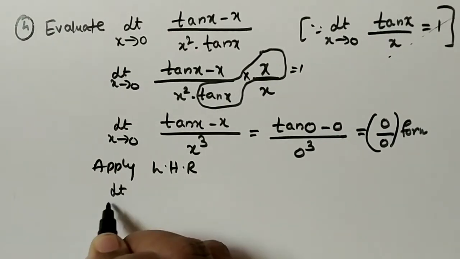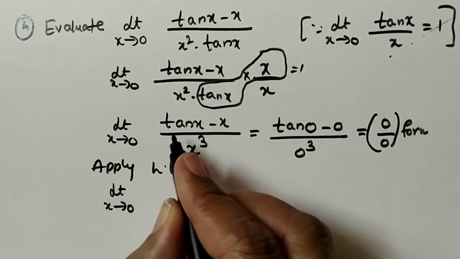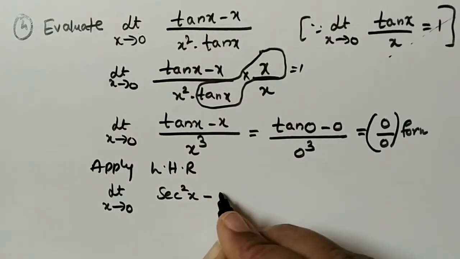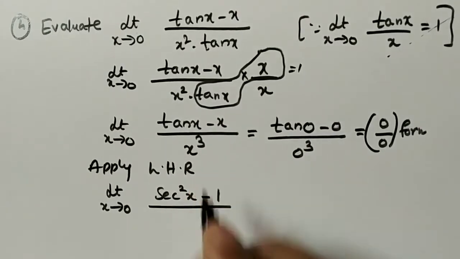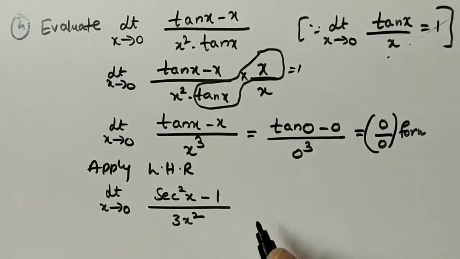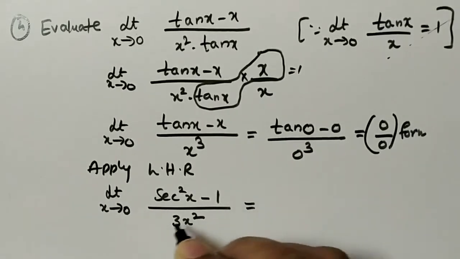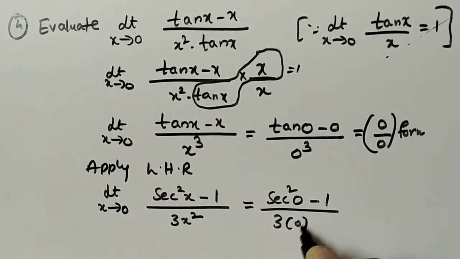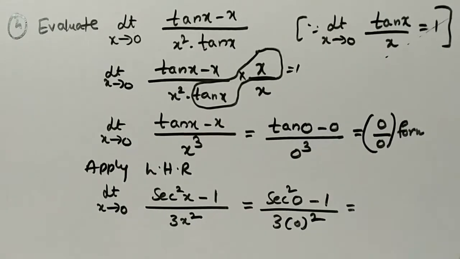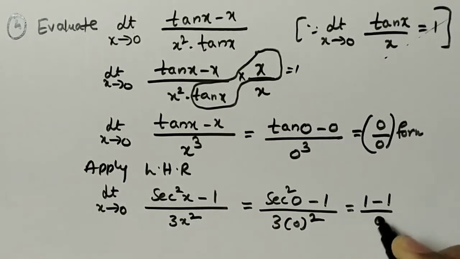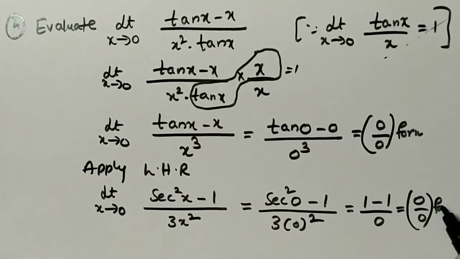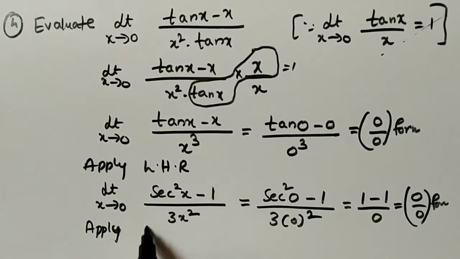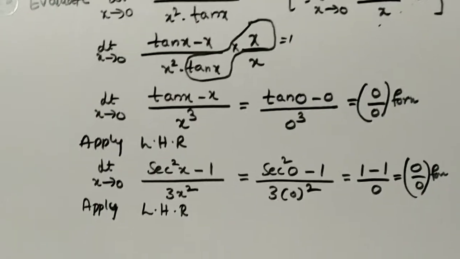So limit x tends to 0, differentiate. What is the tan x differentiation? Secant square x minus 1 (x differentiation is 1), divided by x cube differentiation, which is 3x square. Once differentiation is done, you have to apply the limit. That means secant square 0 minus 1 by 3 into 0 square. Secant square 0 is 1, so 1 minus 1 by 0, that means 0 by 0 form. Once it is 0 by 0 form, what is the next step? Apply L'Hospital rule, means you have to differentiate.